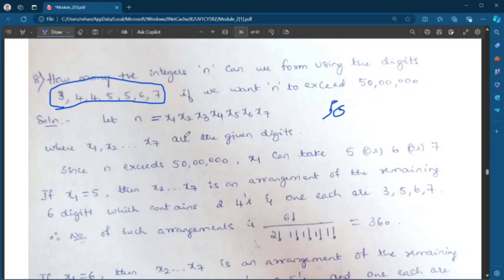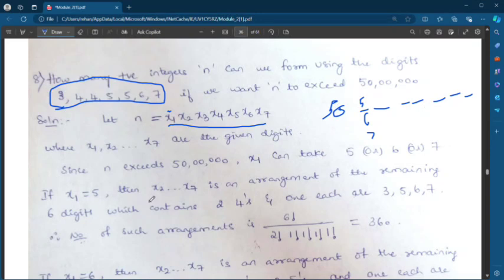Now see here, how many digits do I have? 7 digits are there, out of which the first digit should be either 5 or 6 or 7. Why? Because it has to exceed 50 lakh, right? So for the 7-digit number, the first place should be either 5, 6, or 7. Then in the remaining places I can put any remaining numbers. Understood, right?